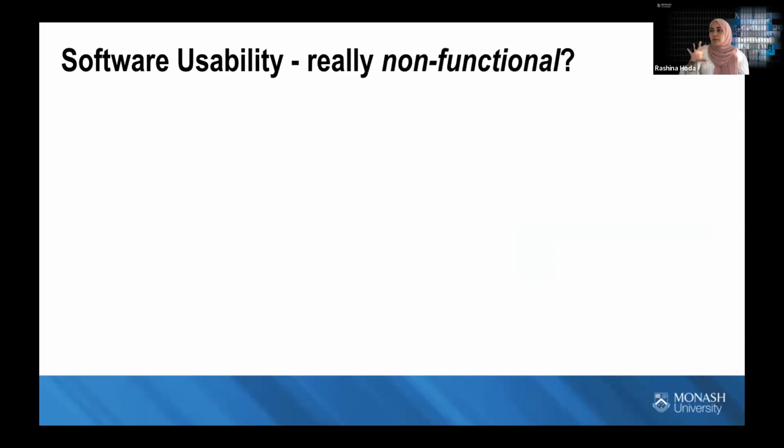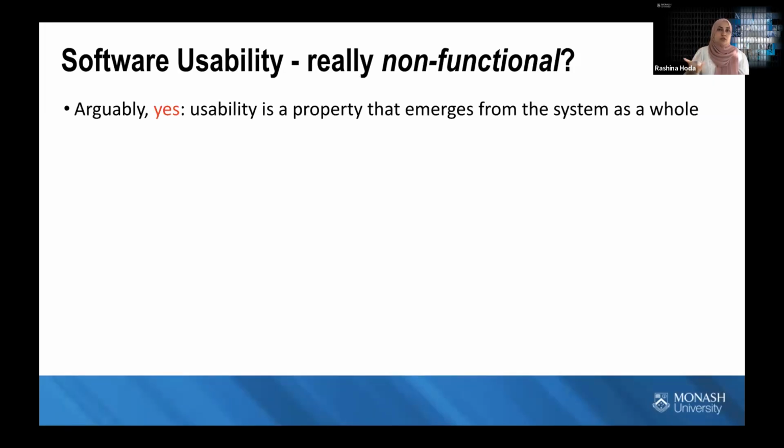Okay, so now you might be hearing all of this and you're going, well, Rashida, I get it. It's really important. It's really core to the experience of the software. But is it really non-functional? Why are we calling it non-functional? So there are two kinds of answers to it. You can argue, yes, it is non-functional because usability is a property that emerges from the system as a whole. It's not about functionality in the moment of the interaction, right? As I said before.